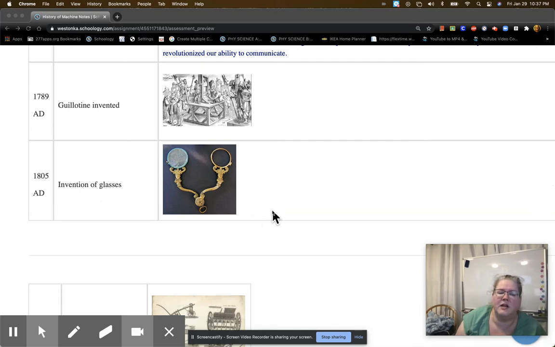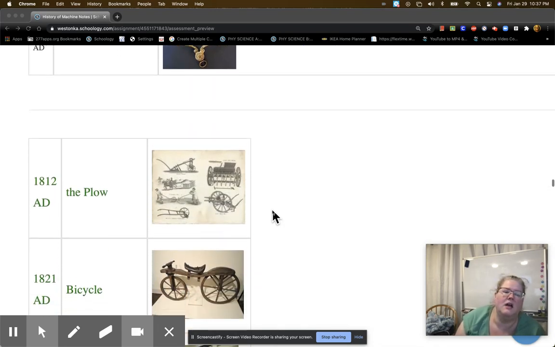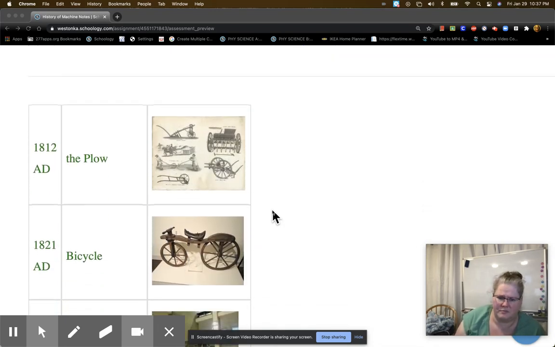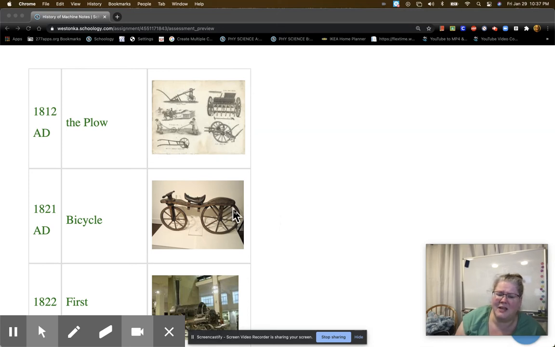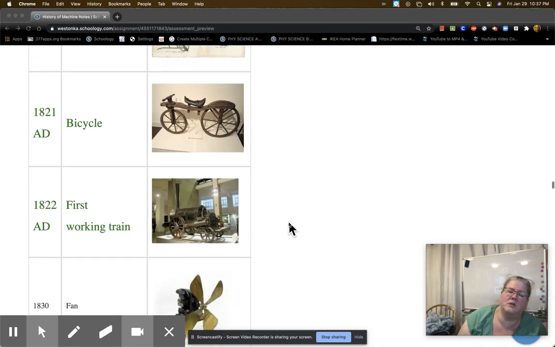Glasses have been around now, but we're refining them in 1805. We're making better lenses. The plow. This is one of the first bikes. There is no pedal. How you move is more like a skateboard. You literally sit on it and steer, but you use your feet to make yourself move. But it was still less energy than walking. It gave you a little break.